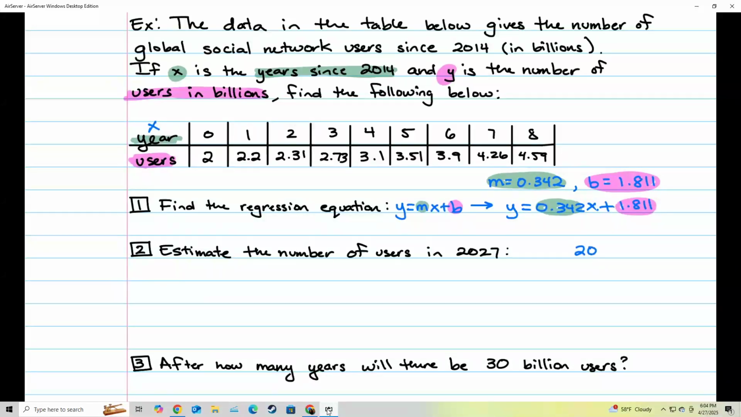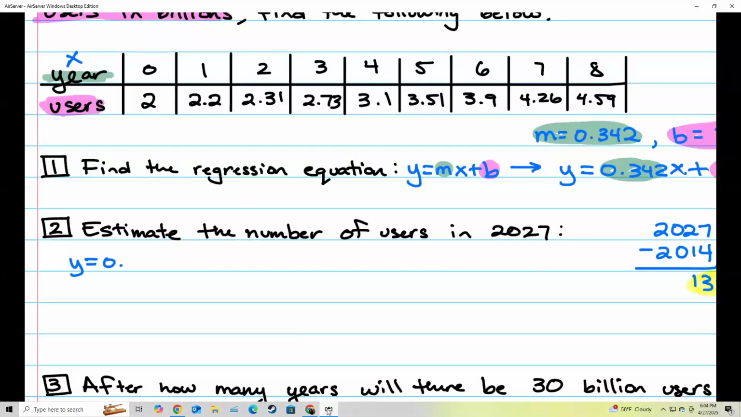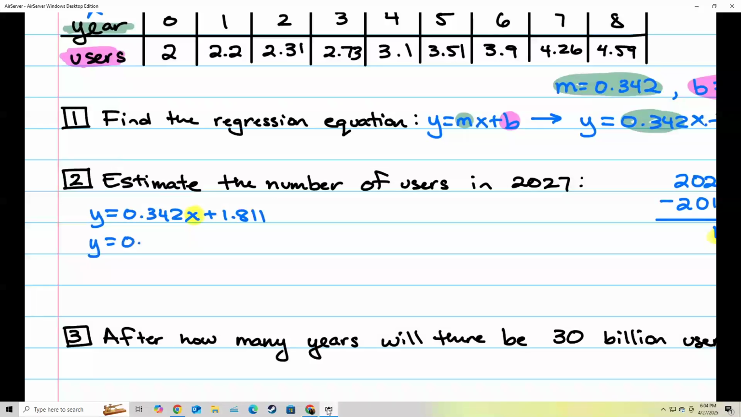If I wanted to find out how many years it's been, I'm going to take 2027 and subtract 2014. And I realize it's only been 13 years since 2014 if I want to compare it to the year 2027. This is going to be my X value, and this is where I'm going to substitute into my line of best fit, because again, I'm using this line to predict what's going to happen in the future. So I'm going to write Y equals 0.342x plus 1.811. However, my X is now 13. So let's substitute the 13. This is going to be Y equals 0.342 times 13 plus 1.811.